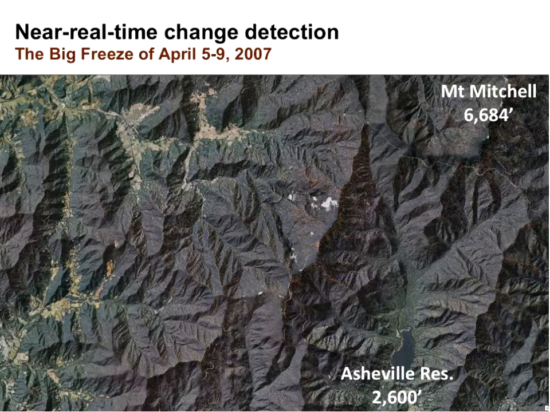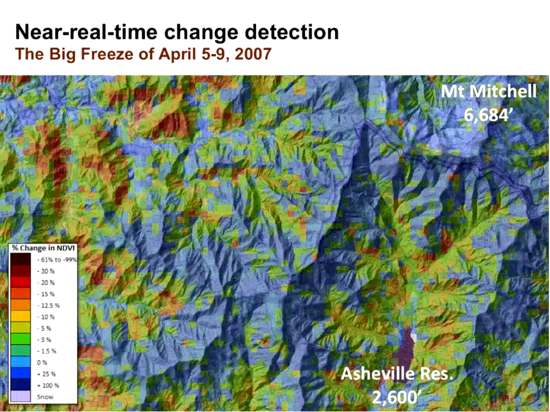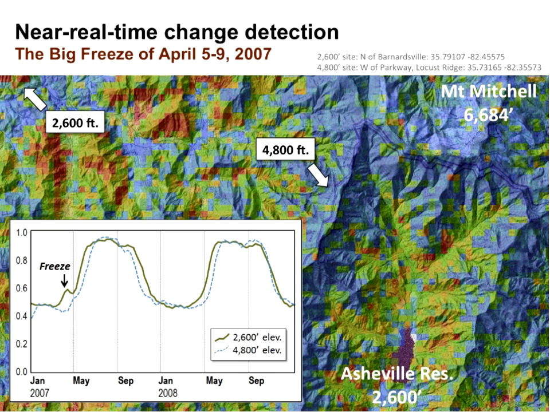This is Mount Mitchell here, not too far from where I live in Asheville, North Carolina, the highest peak east of the Mississippi. Up here, down here, we have the Asheville Reservoir. So this is the Blue Ridge Parkway. When we zoom in, we can see that the higher elevations here were not particularly hard hit by this frost, but mid and lower elevations show a lot of change anomaly. Well, why is that? When you compare two elevations, one about 5,000, one about 2,500 feet, we can see why. We get a little clue as to why that pattern exists.